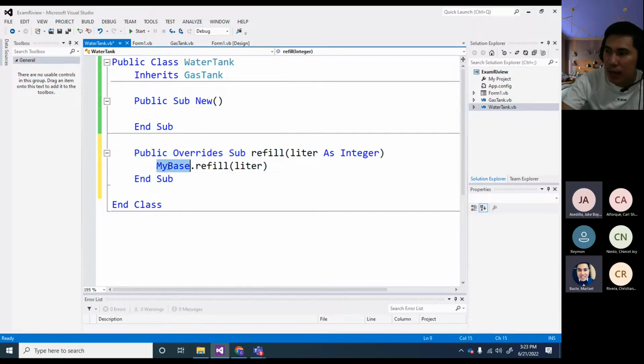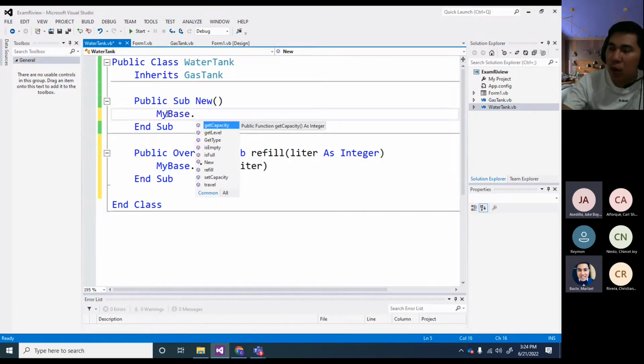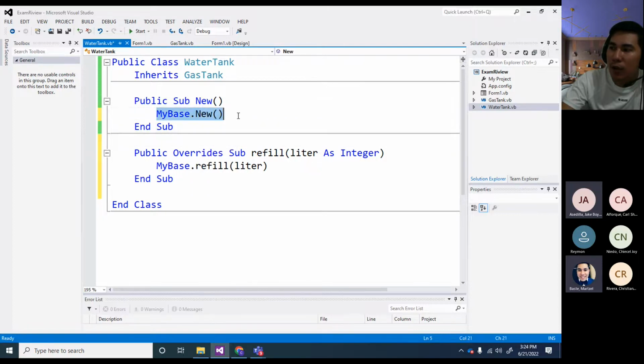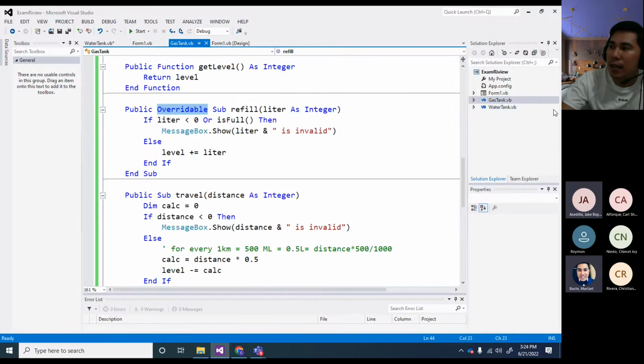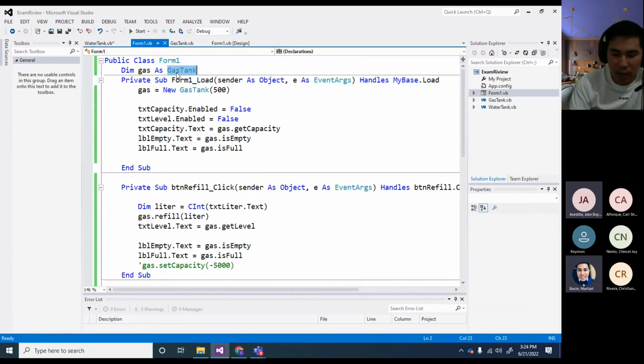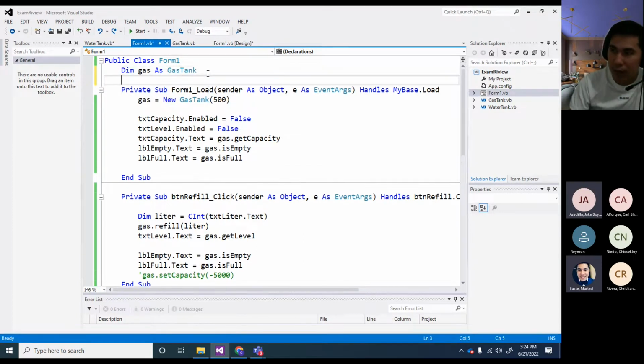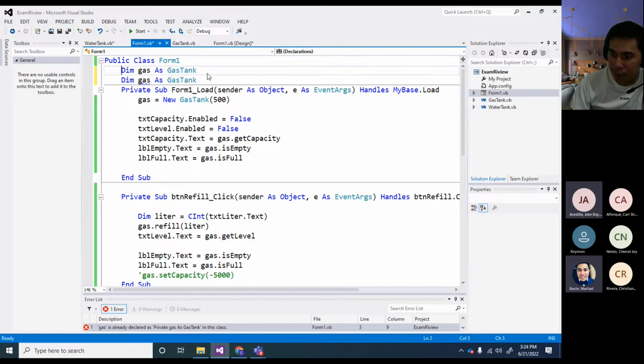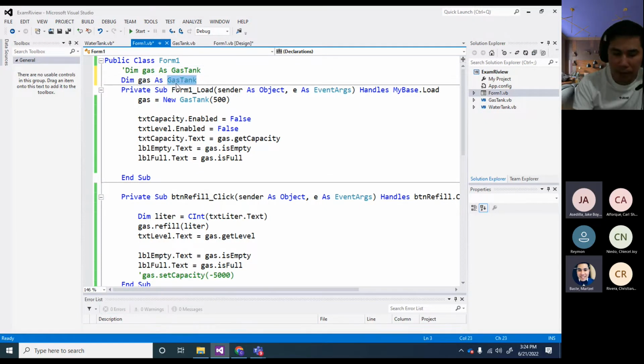So by the way, my base is a keyword that is used to call the operations of your class that are declared as public. So for example, I will call the constructor in gas tank. Okay? I will put it back, I won't erase it, but comment it, so that in the transition I don't keep changing.